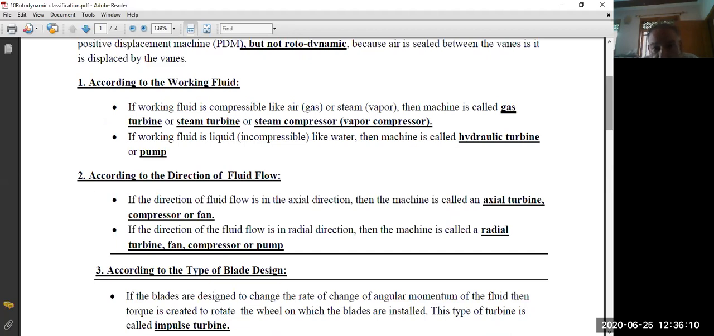If the working fluid is compressible like air, gas, or steam, then the machine is called a gas turbine or a steam turbine. If it is gas, it is a gas turbine. If it is steam, a steam turbine. If it is a compressor, then steam compressor or gas compressor. Now, if the working fluid is a liquid, which is incompressible like water, then the machine is called a hydraulic turbine or pump. So when water or liquid is pumped, it is called a pump, and otherwise a hydraulic turbine.